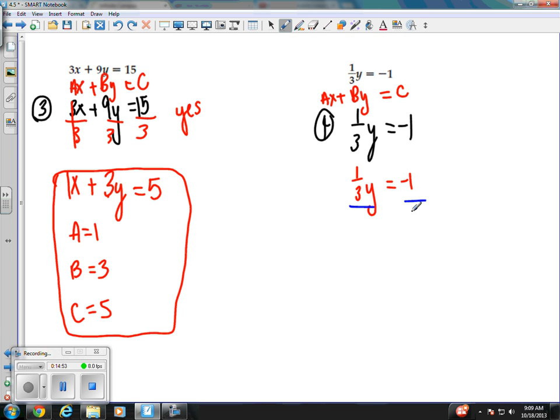If 1/3 and y are side by side, that means they're being multiplied. So I divide both sides by 1/3. The 1/3s cancel. y equals negative 1 divided by 1/3, which is negative 3. So our A is 0 because I don't have an x. B is 1. C is negative 3. And we're finished.